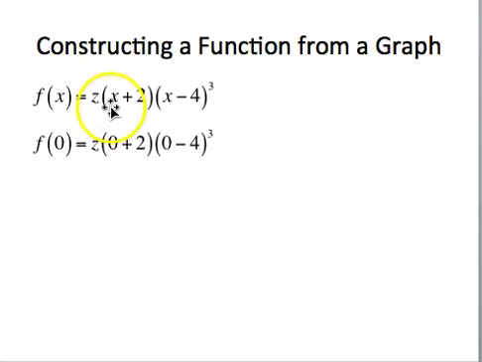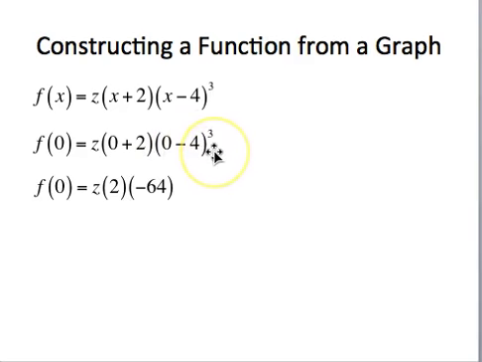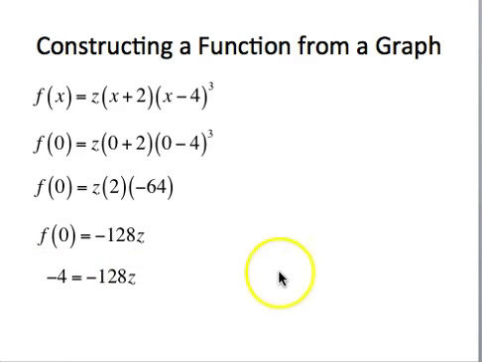f of 0, plugging in 0 for x, 0 plus 2 times 0 minus 4 to the third power. 0 minus 4 is negative 4. Negative 4 to the third power. Negative 4 times negative 4 is 16. Times negative 4 is negative 64. So I've got f of 0 is what? Is negative 128z. But we also knew that f of 0 was negative 4. We saw that earlier.